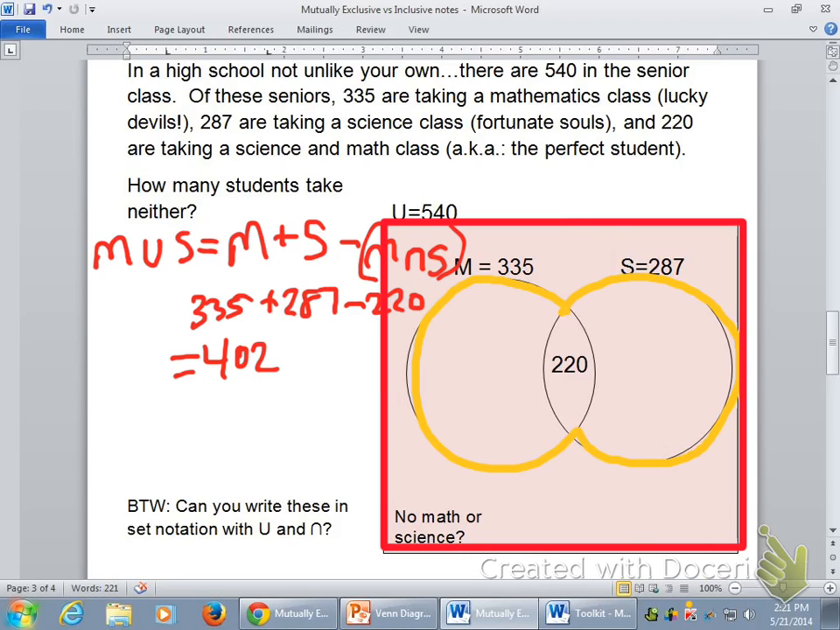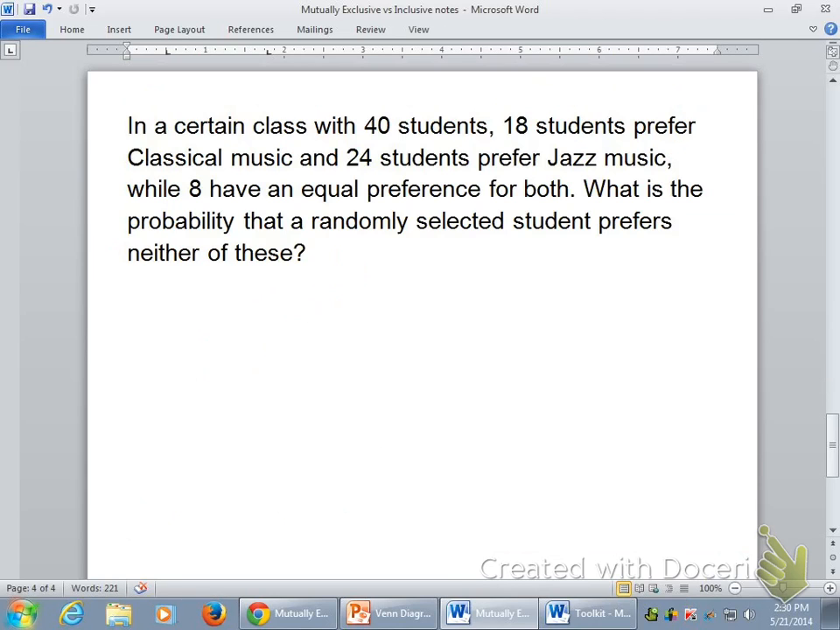So down here, who's not in math and science? It's going to be 540 subtract that 402. And how many people are in not math or science? 138. Those are the lucky ones. Okay? You call those poor, unfortunate souls.